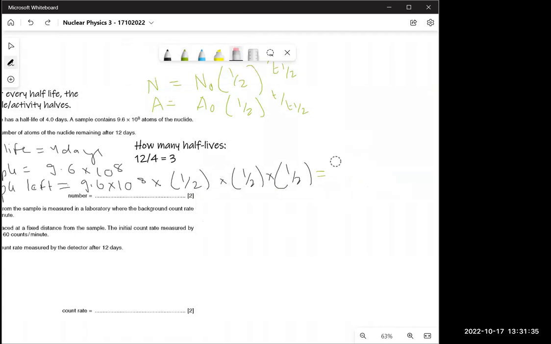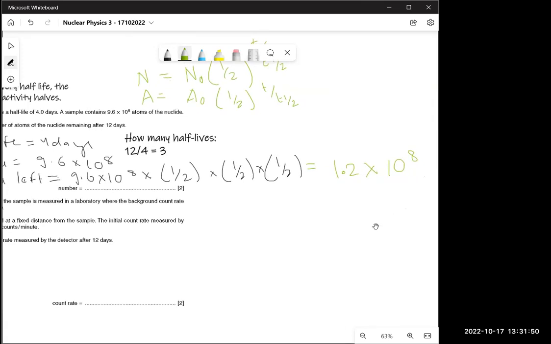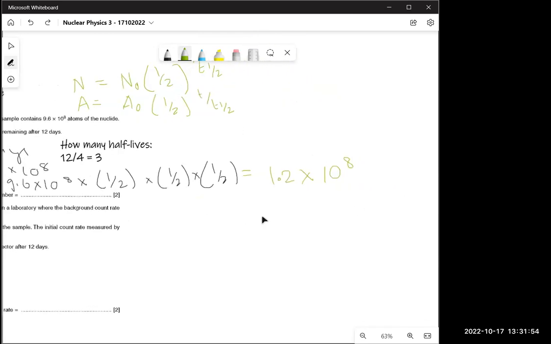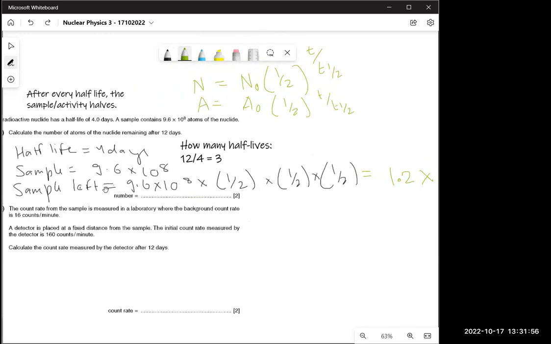Is it 9.6 × 10^8 × 1/2 × 1/2 × 1/2? 9.6 by 8 would be 1.2, so 1.2 × 10^8. Is that the answer? Yeah, perfect. Okay, now we're getting there. This is the answer, but I don't want you to do it in this way in the exam.